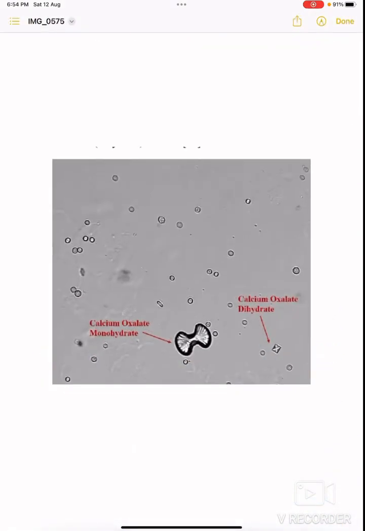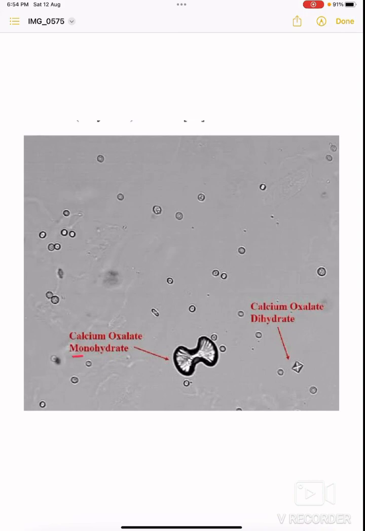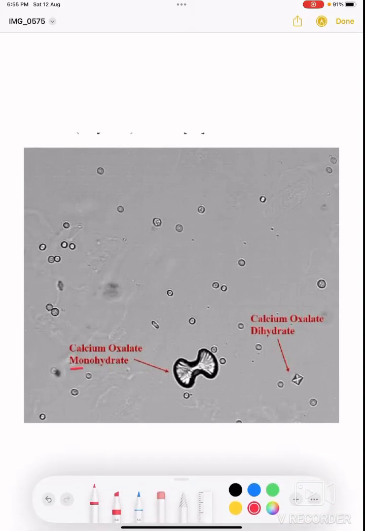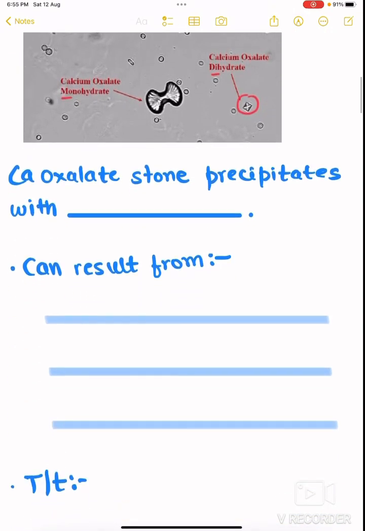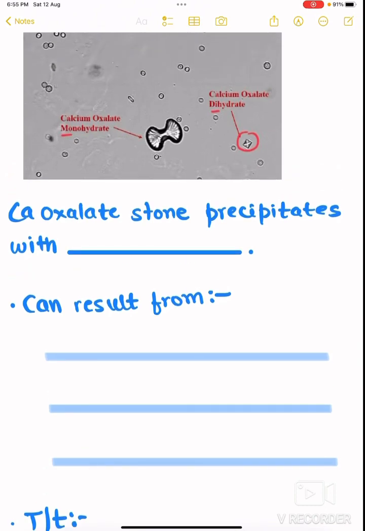Here is the photo of calcium oxalate stone. See, calcium oxalate monohydrate is dumbbell shaped and the calcium oxalate dihydrate is envelope shaped, right? Very easy to identify. Now calcium oxalate stone generally precipitates with acidic urine, right?